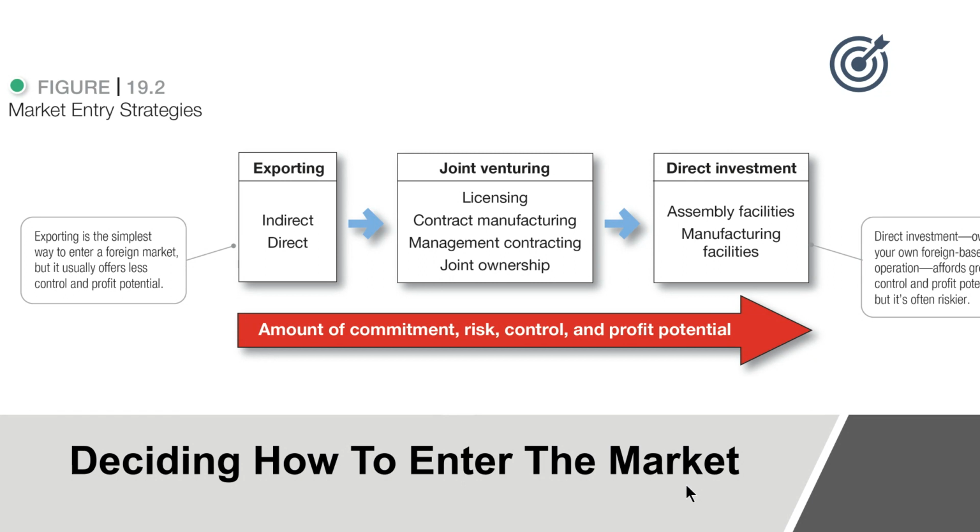And then there's direct investment. China, for example, requires a percentage of direct investment. You actually have to have facilities there to produce and create jobs. So a lot of times it's a combination of all three that you do. But the key here is understanding the commitment, the risk, and the profit potential under each.